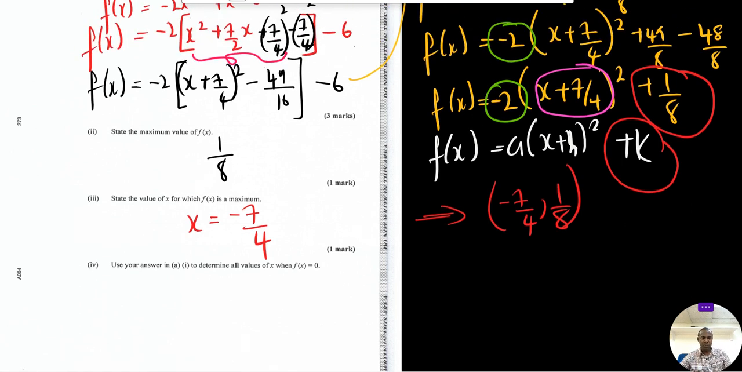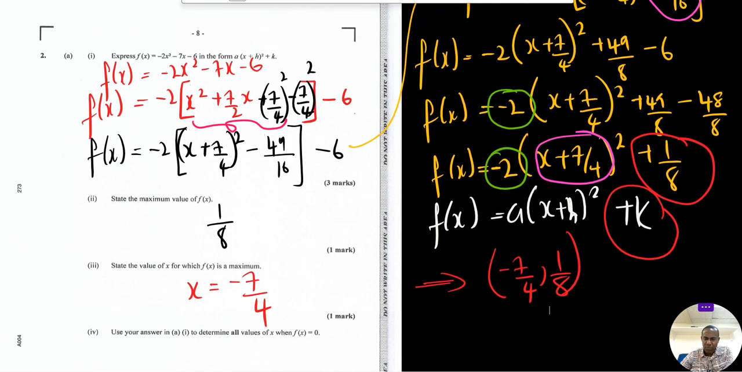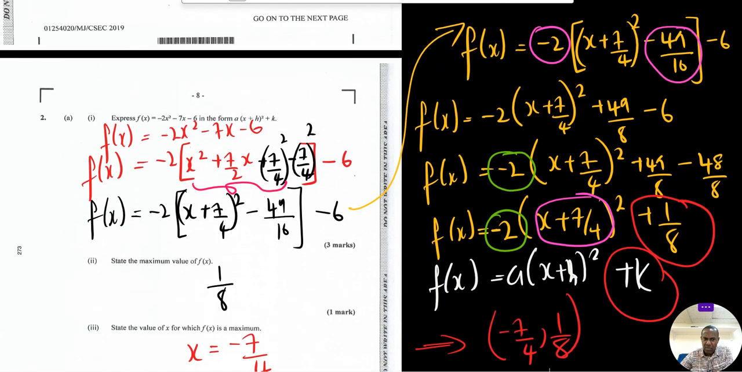So that was part 3. Now let's look at part 4. Part 4 says use your answer in A part 1 to determine all values of x when f of x equals 0. So in A part 1, we were required to complete the square, which of course we did.